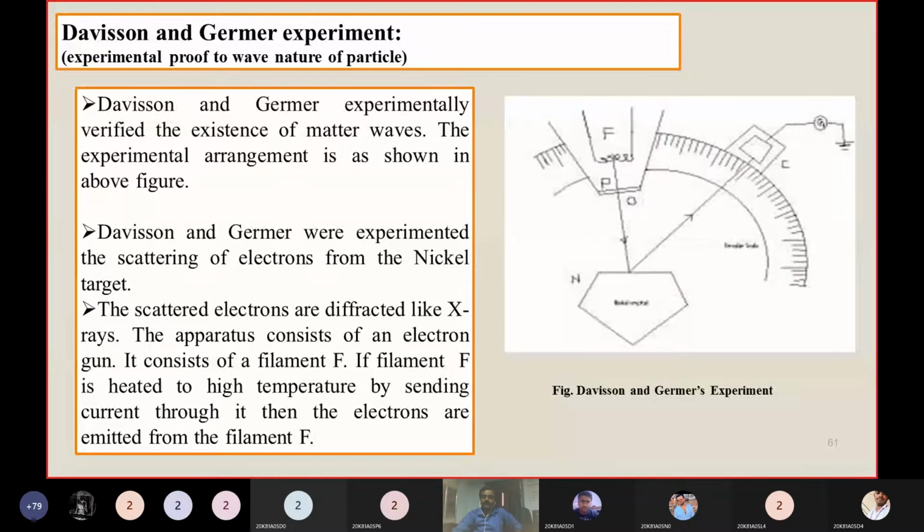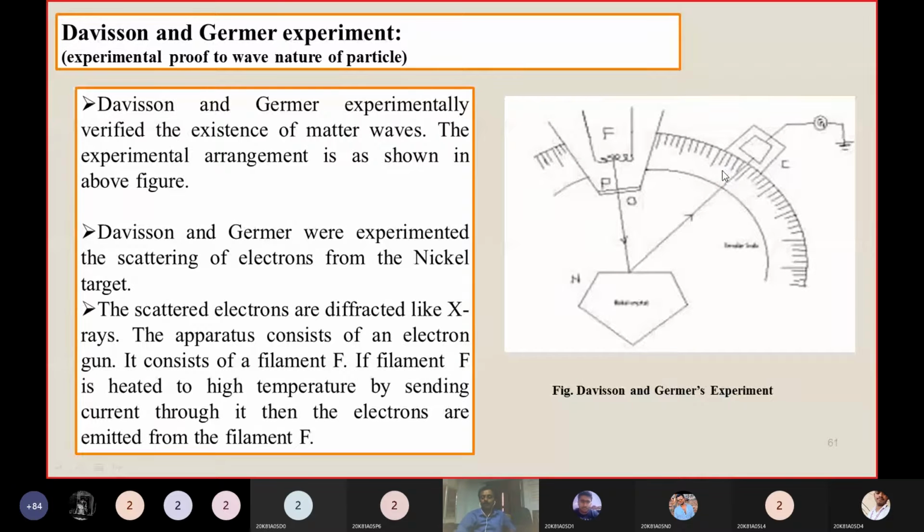Yesterday we discussed the de Broglie wavelength. According to de Broglie, matter, like particles, also has dual nature. When a particle is moving, it is associated with a wave. By using the Davisson and Germer experiment, we can experimentally prove that particles have wave nature. I will explain this experiment briefly again.